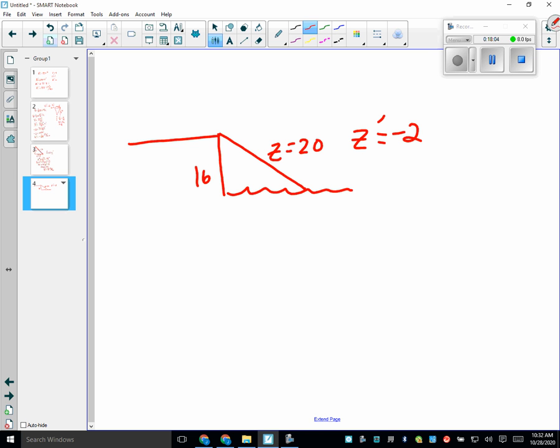The angle. This right here. But I actually want to find theta prime. Theta prime.